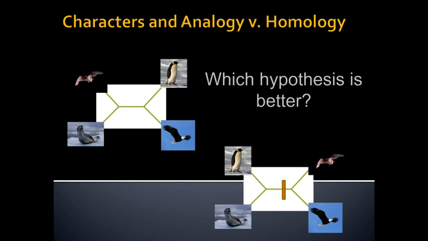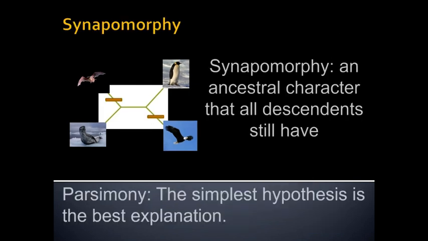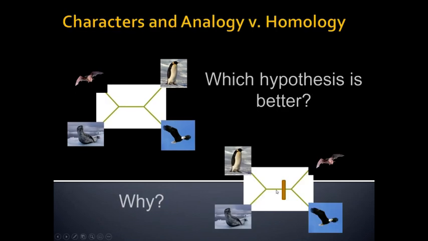So if flight is the only character we're using, this phylogeny is not as good as this one because this one's simpler. I only have to infer one origin. I would say flight in bats and eagles is homologous, and I would be done. Now, we don't do that.